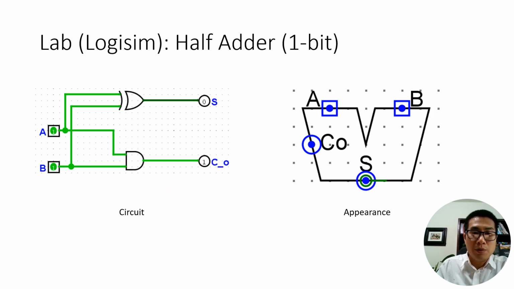And this time, if you like, you should open Logisim and build the half adder for a 1-bit adder like this. And this is the circuit design: the input pins, the output pins, the AND gate, and the exclusive OR gate. And in order to edit this, you are going to edit the appearance. So this one is the circuit, and this one is the appearance for the abstraction level.